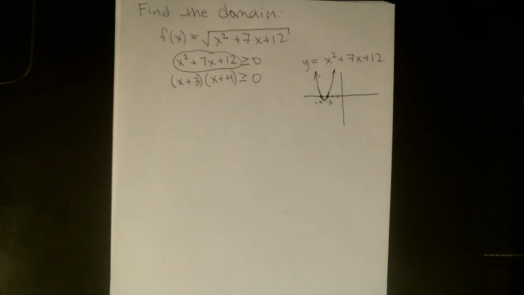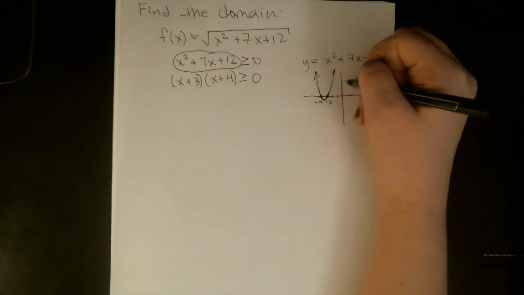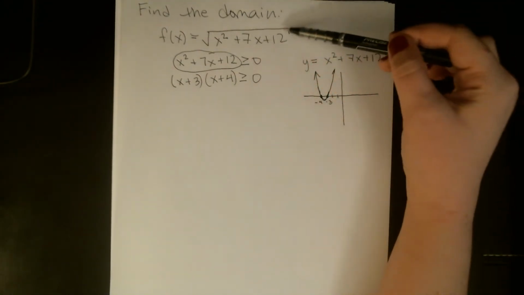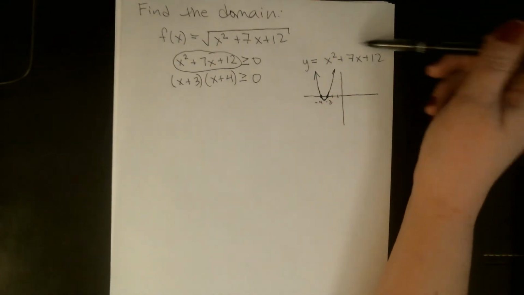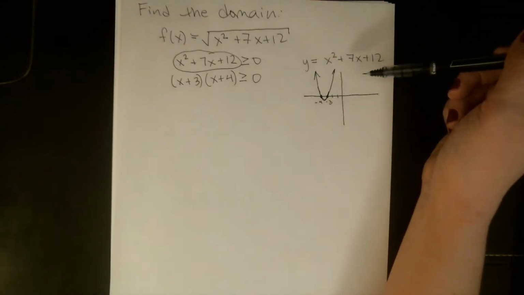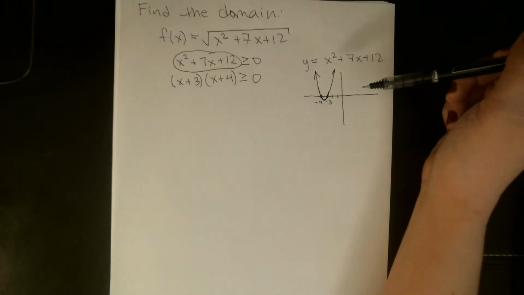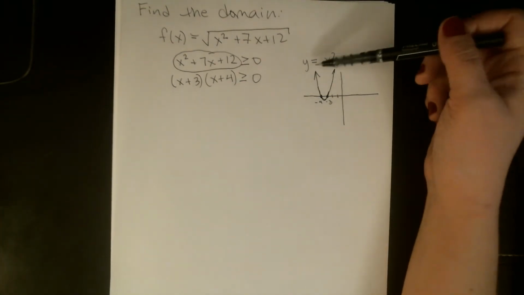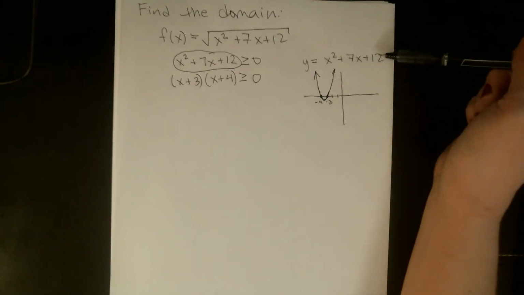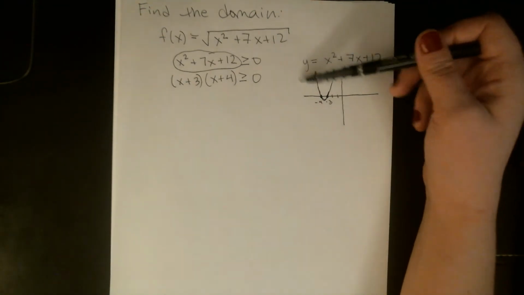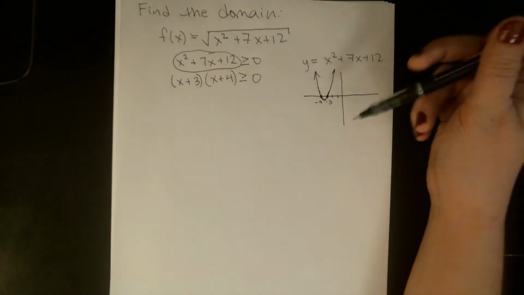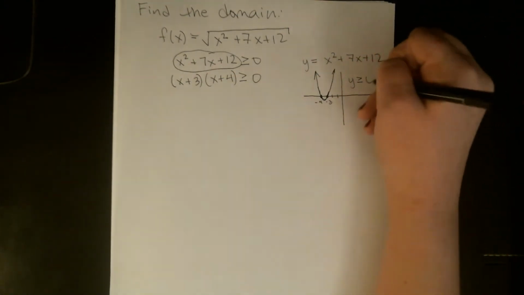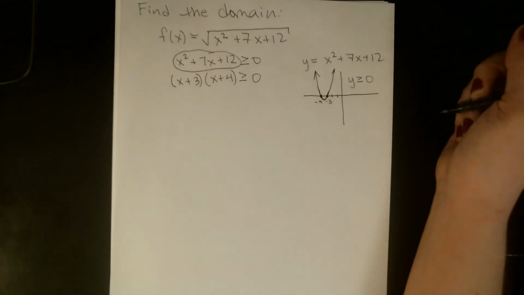Okay, so this is what my function looks like. Again, not my original function. My original function has a square root. I've stolen the part of it that's under the square root, and I'm looking at it all on its own. Really what's happening here is I want to look at taking the square root of this thing, which means the square root of my y values. If I want to be able to take the square root of my y values, I need to make sure that my y values are greater than or equal to 0.